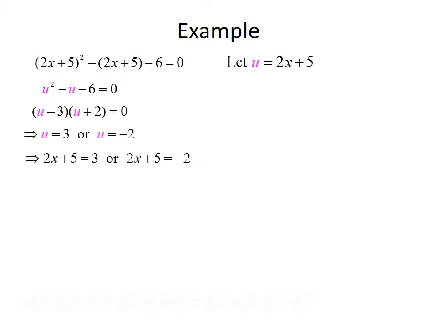So if u equals 3 or u equals negative 2, that means 2x plus 5 equals 3 or 2x plus 5 equals negative 2, and we can solve both of these equations for x. Starting with 2x plus 5 equals 3, we subtract 5 from both sides to get 2x equals negative 2, then divide by 2 to get x equals negative 1. And for 2x plus 5 equals negative 2, we could subtract 5 from both sides to get 2x equals negative 7, and then divide by 2 to get x equals negative 7 halves.